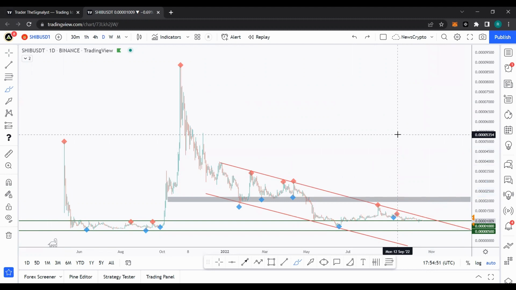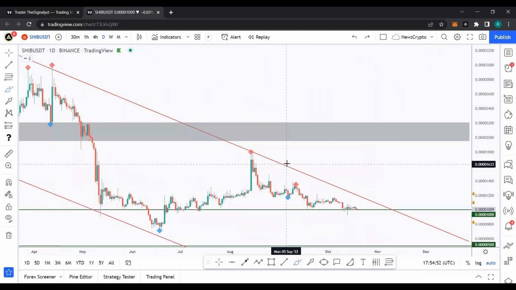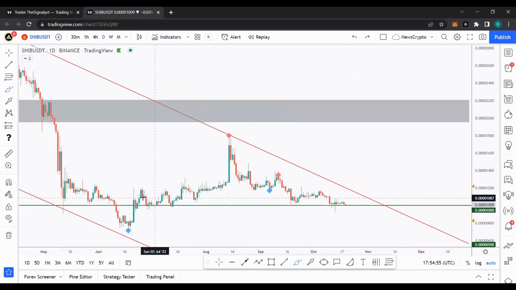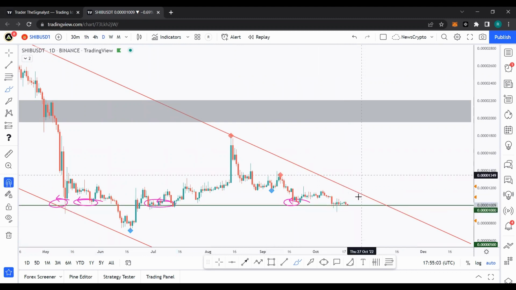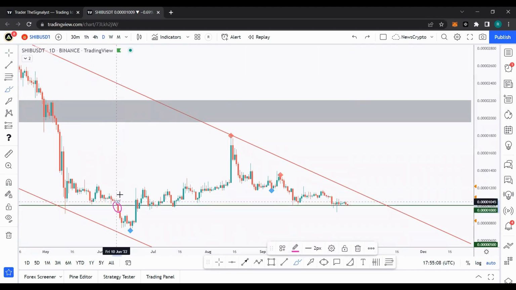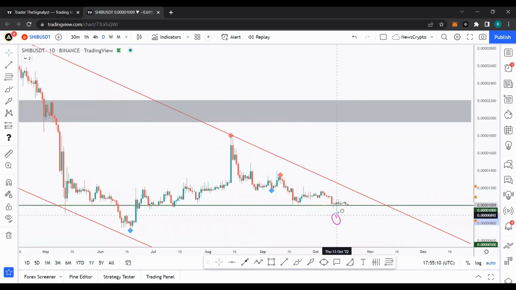For now, let's take it step by step, right? We are retesting the support zone, with multiple rejections from here. We even got a wick. So we'll be looking for a short-term buy, okay? Unless we break it downward like this, just like what happened here. If this happens and we really close below it, we'll be expecting further bearish movements, okay?